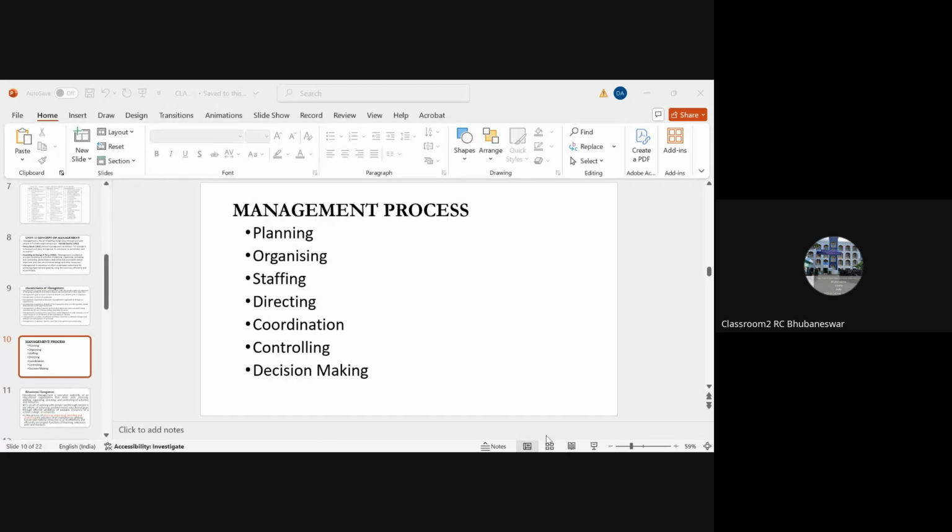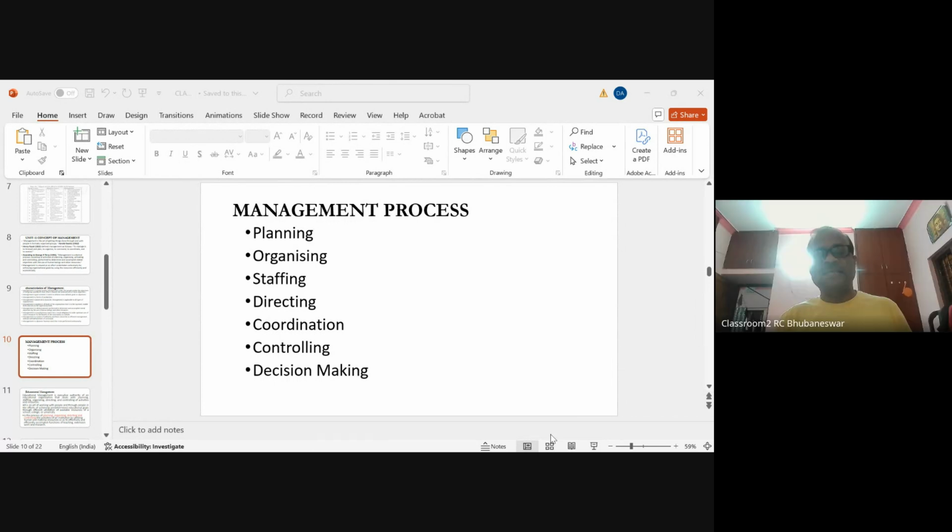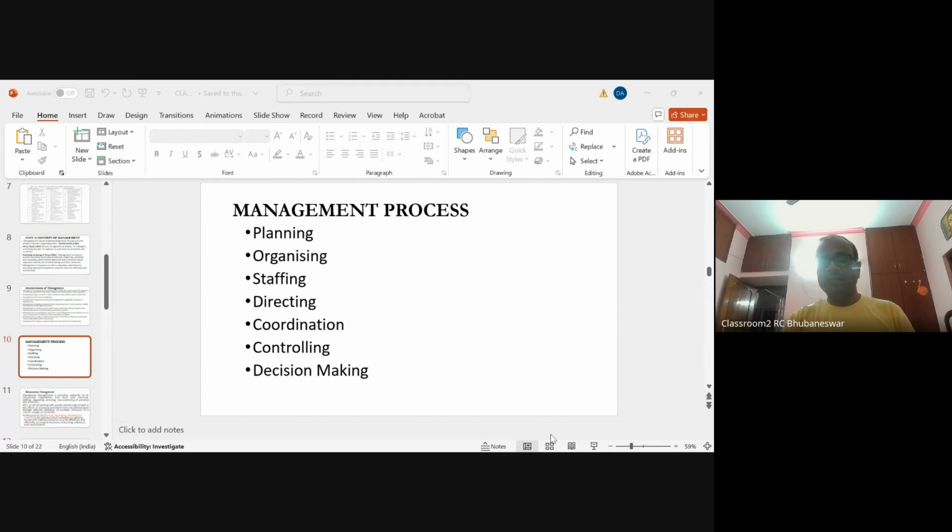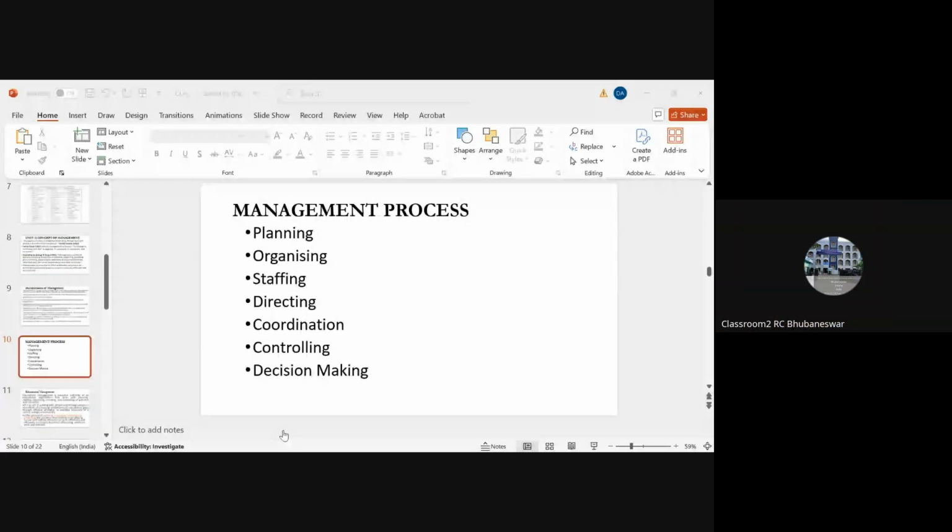Last one is decision making. It is very important for the authority or manager to take the decision, not only to take the decision but also to come to the conclusion what we are actually doing and how we should do to improve the performance of the learners.